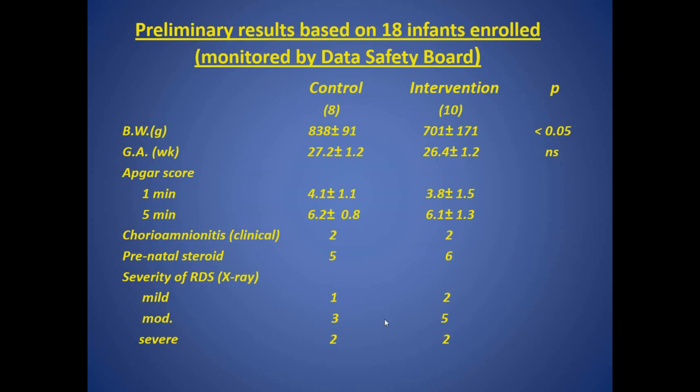Now, I'd like to tell you briefly. So far, we have 30 cases enrolled in the study, but only 18 of them completed the study. Among these, we have control 8, intervention 10. Interestingly, the birth weight was a little bit lower in the intervention group, but not the gestational age, not the APGAR score, not the incidence of chorioamnionitis, prenatal steroid, and severity of RDS shortly after birth.